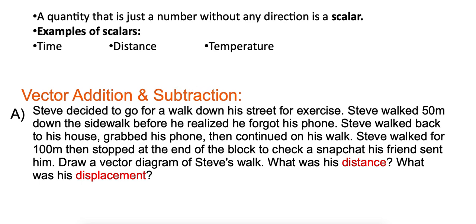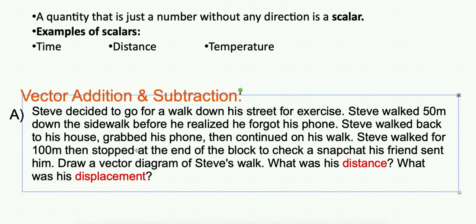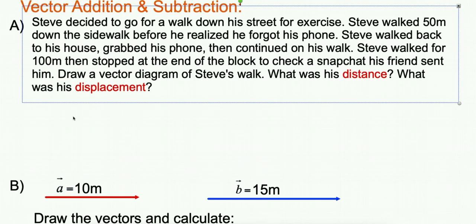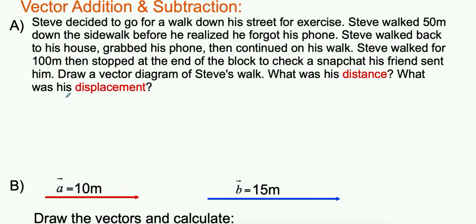Vector addition and subtraction. Read this problem. We'll look at the question here. So we have someone that is walking down the sidewalk and they forget their phone. They walk back to the house, grab the phone, and continue on the walk. Then he walks for 100 meters, stops at the end of the block to check a Snapchat. Let's draw a vector diagram of the scenario. So this is linear motion. It's pretty simple, we're just walking forward and backwards.